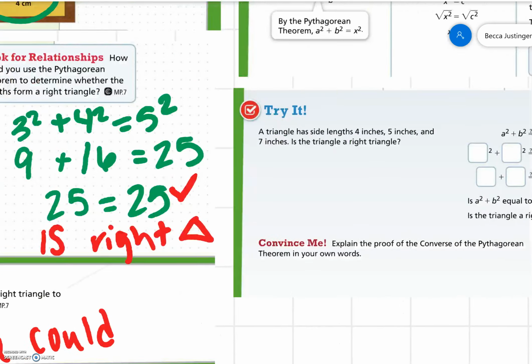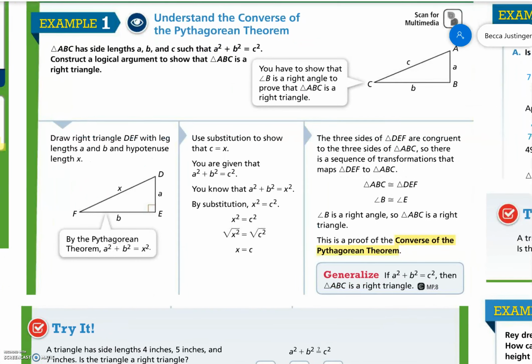All right, example number one. Understand the converse of the Pythagorean theorem. Triangle ABC has side lengths A, B, and C such that A squared plus B squared equals C squared. Construct a logical argument to show that triangle ABC is a right triangle. So, first they are drawing a right triangle DEF, with leg lengths A and B, and hypotenuse length x. So in the Pythagorean theorem, instead of C, we would just put x.